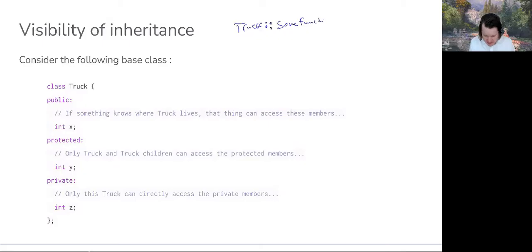Some function, descriptive name. Okay, derived types from this base will not be able to interact directly with Z either. It's private, only truck is going to be able to interact with it. So in an inheritance scheme, if you wanted to interact with Z, you'd have to essentially do so through one of the functions that were declared either under the public or protected access specifier.